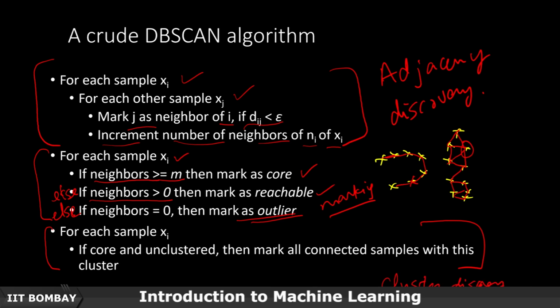In the third phase, we will look at each sample xi. All right. First, we will mark all points as not belonging to any cluster. That is not written here. Mark all points as unclustered.